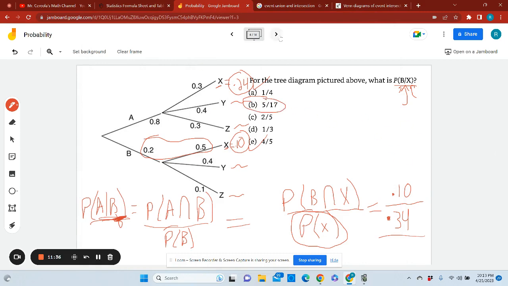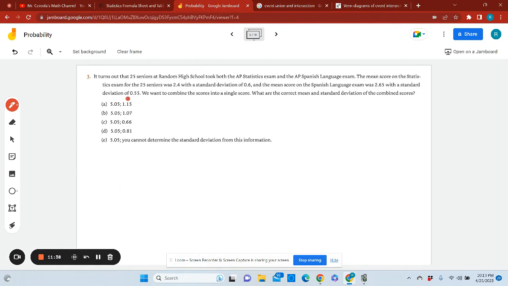Okay. Let's keep it moving here. This one says, it turns out that 25 seniors at Random High School took both the AP Statistics exam and the AP Spanish Language exam. The mean score on the statistics exam for the 25 seniors was 2.4 with a standard deviation of 0.6. And on the Spanish language, it was 2.65 with a standard deviation of 0.55. We want to combine these scores into a single score. What are the correct mean and standard deviation for the combined scores?